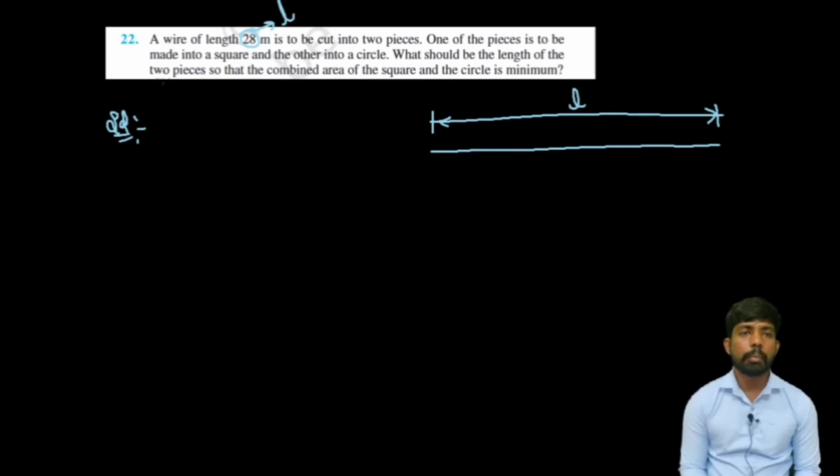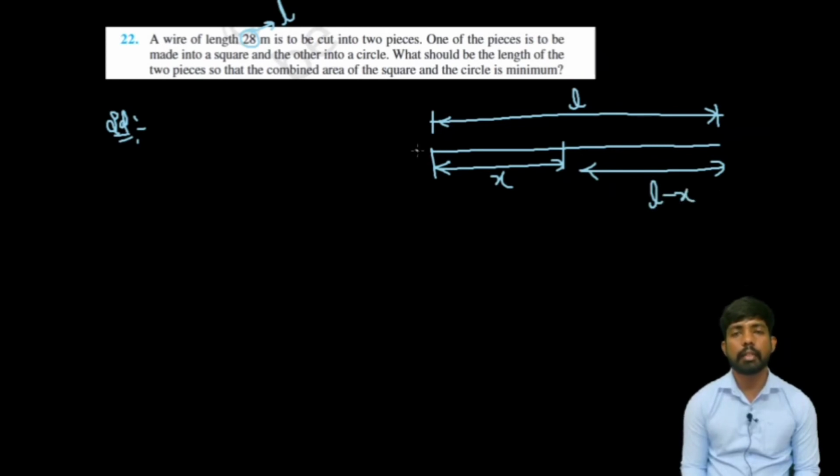One of the pieces is to be made into a square. So from this length of the wire, we cut one part of the wire, from here to here, let us say this part is x. Then what will it become here? L minus x, you will get the other length. Let us call it A, B, C. With AB we are making a square.